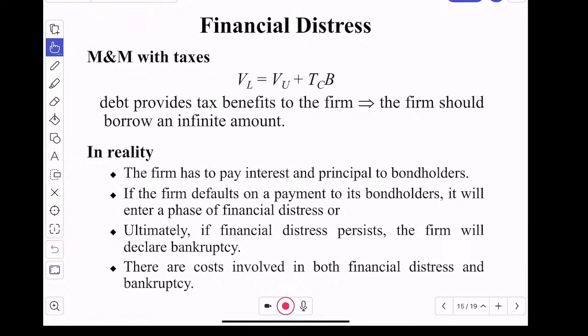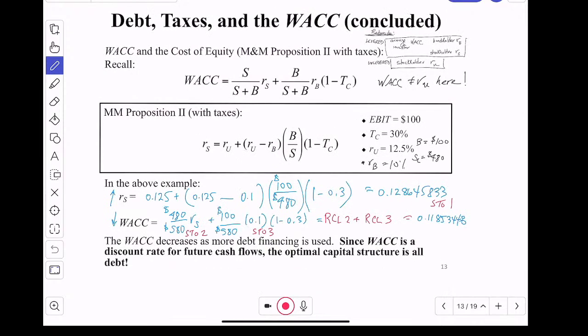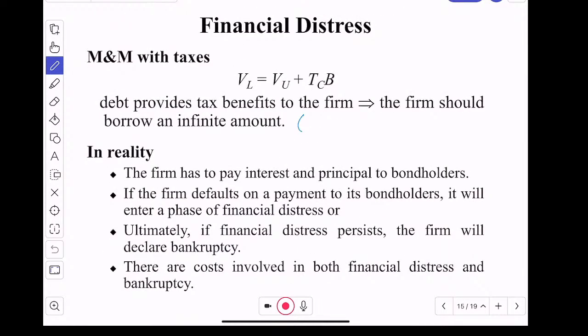The fact is that with taxes, debt provides tax benefit to the firm, and the firm should borrow an infinite amount, and the capital structure should be all debt.